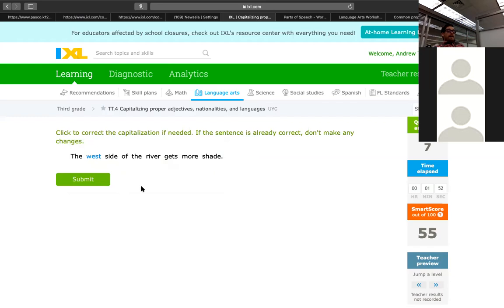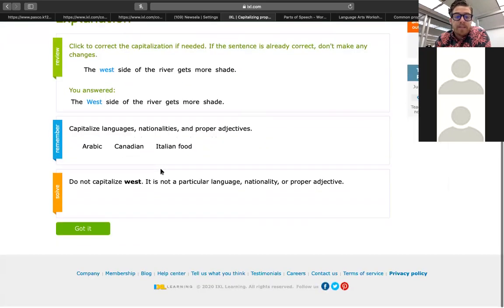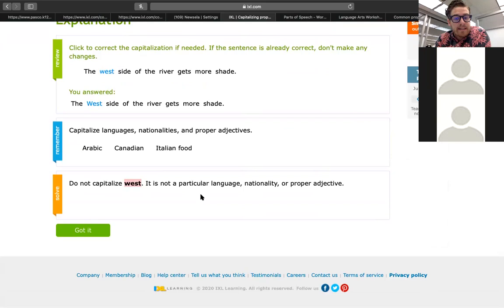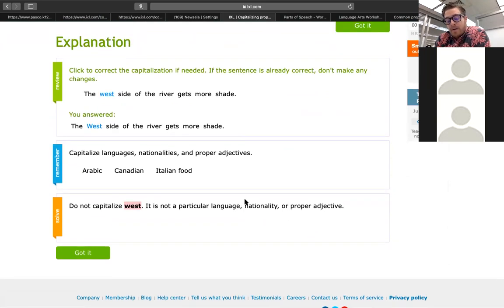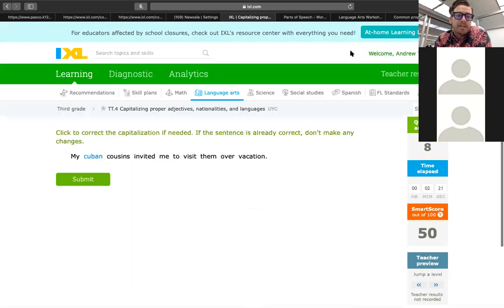This one's tough. "The west side of the river gets more shade." West is supposed to be capitalized. Oops, sorry, incorrect. This one's a tough one. We don't capitalize west here. It's the name of a direction. Yes, but if we said we were talking about the west of the United States, then it would be capitalized, because we're talking regions. So it's not super specific, that one. "The Cuban cousins invited me to visit them over vacation." Cuban. Cubanos.